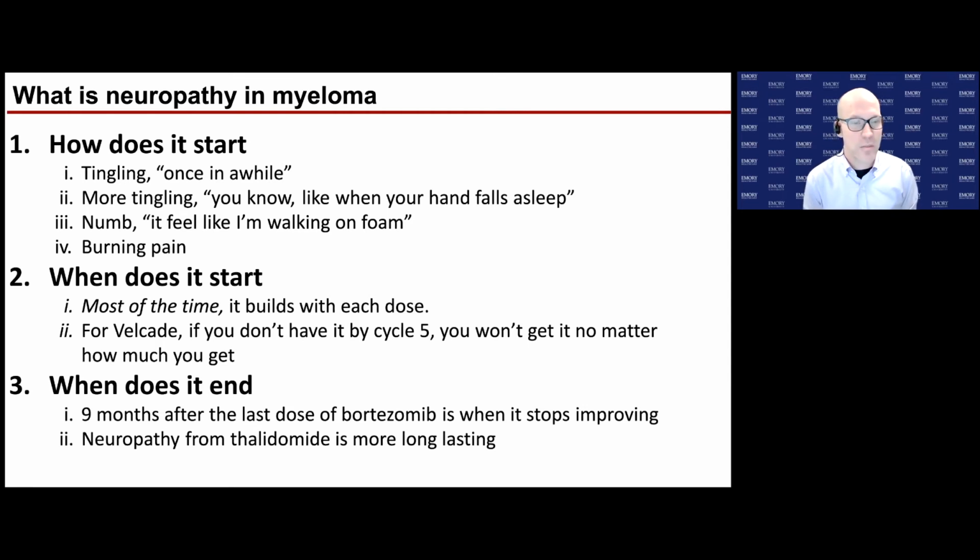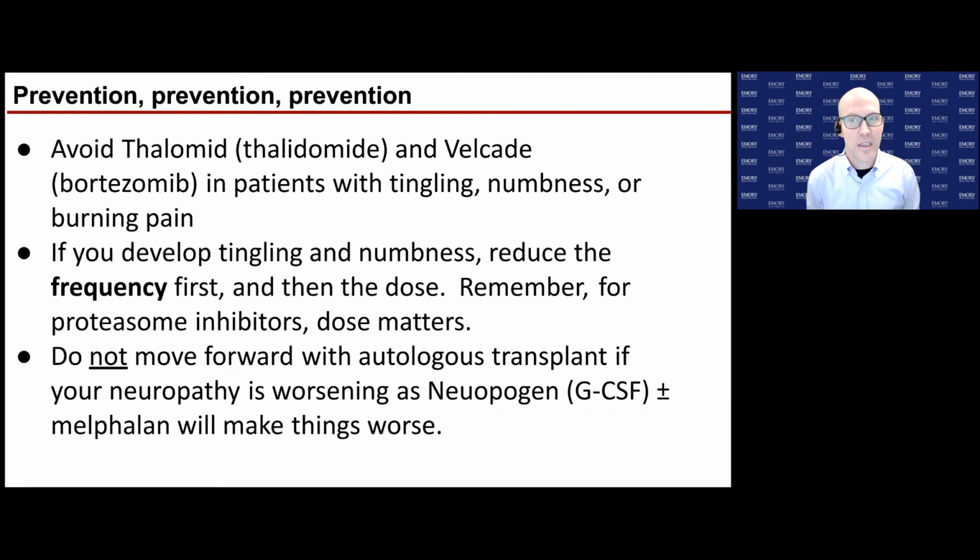Whatever you have at 9 months is really the bulk of what you're going to remain with. Thalidomide seems to be more long-acting in terms of its neuropathy, and most other agents that we use currently don't cause a lot of neuropathy. So in general, if you have tingling and numbness, I will try to avoid giving you thalidomide or Velcade because that just sounds terrible. And I usually recommend, even though at the beginning we reduced the amount of Velcade we give, now we try to reduce the frequency first, then the dose.